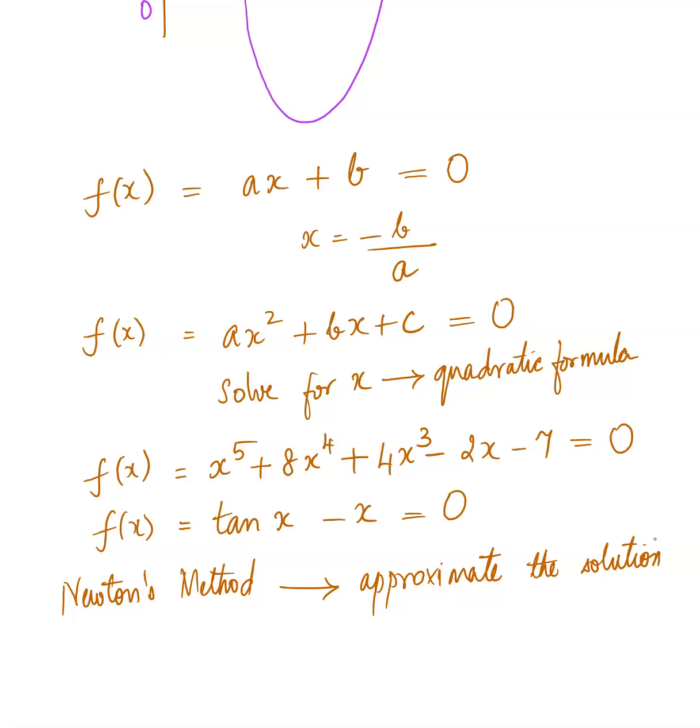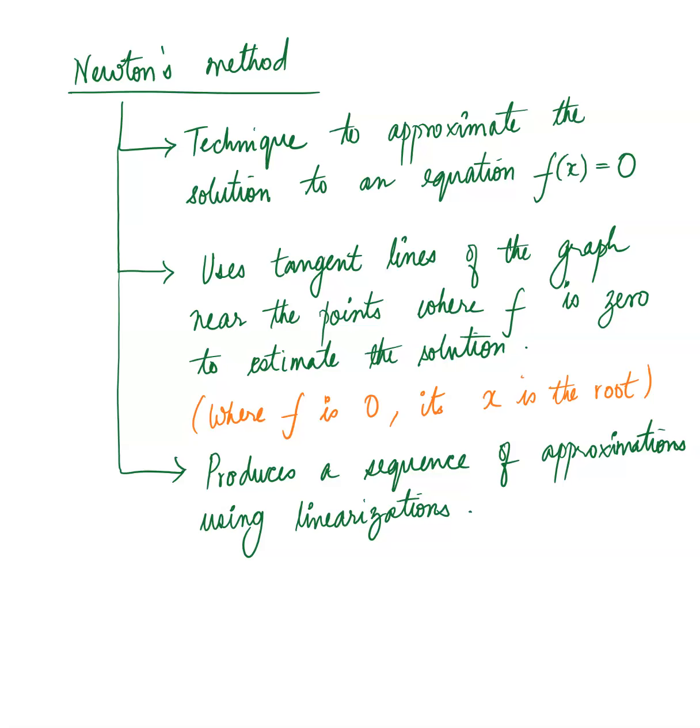So Newton's method basically involves the first derivative and the tangent line. I have summarized the pertinent points here, where Newton's method is basically a technique to approximate the solution to an equation f of x equals 0, as I mentioned before. We will be using tangent lines. The deal here is that where your function is 0, that is where the root is, isn't it? So if we can find where the function is 0 using the tangent lines, which I will illustrate shortly, then we can approximate the solution. And to do this, we produce a sequence of approximations using linearization.